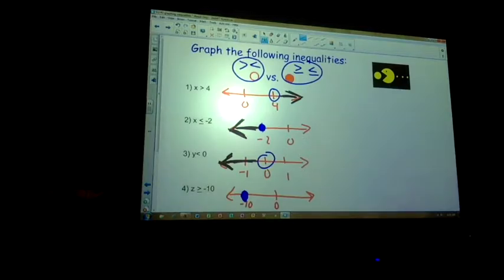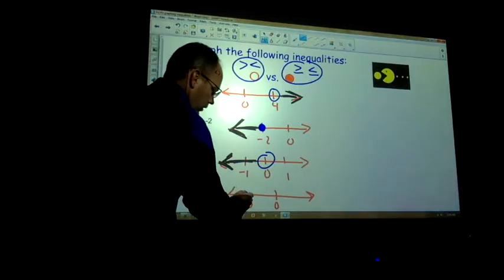Do I want values that are bigger than -10 or smaller than -10? Bigger. So what's a value that's bigger than -10? -9 and -8, -7. Is 0 bigger than -10? Yes. Is 20 bigger than -10? Yes. Yeah, so I'm going to go this way.